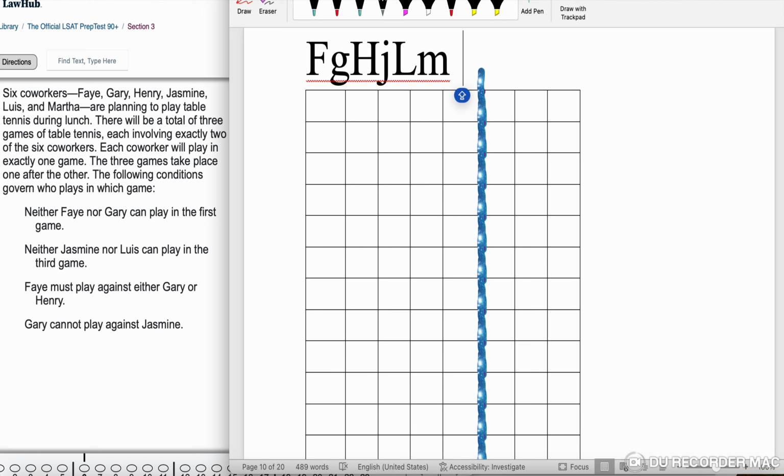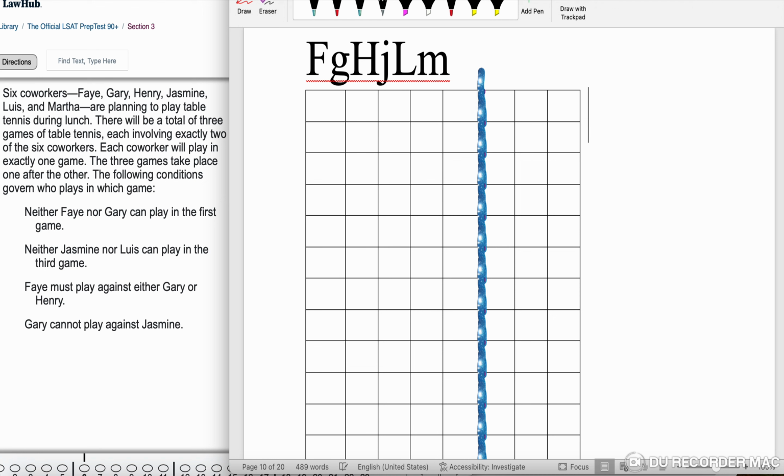Each co-worker plays exactly 1 game. The 3 games will take place one after another. The following conditions govern who plays the first game: neither F nor G can play the first game.